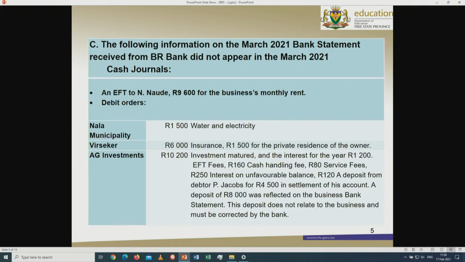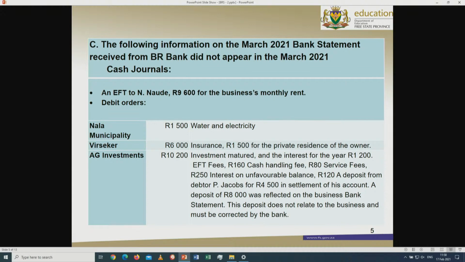So under AG investment, we are having a number of transactions that took place. So let's check the first one. We said it is rent income. It will be rent expense, it will be in the CPJ. The water and electricity will also be in the CPJ. The insurance that was paid will also be in the CPJ.